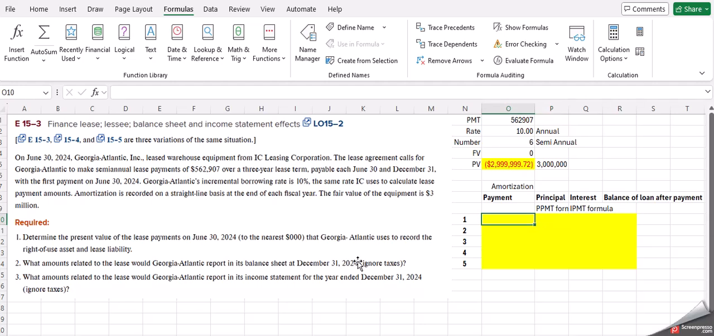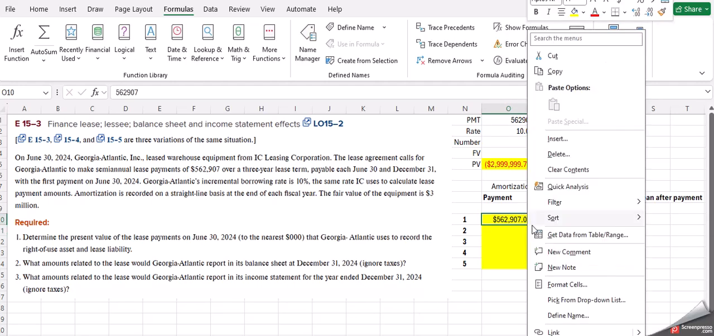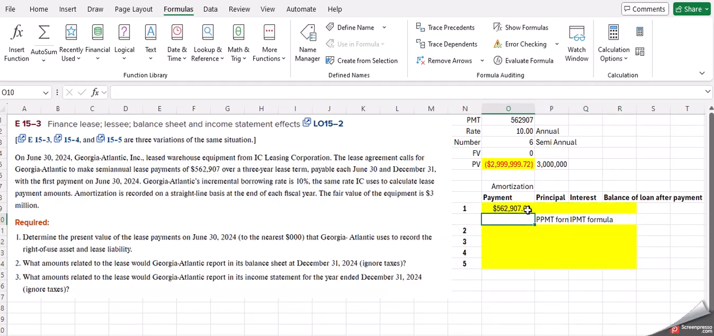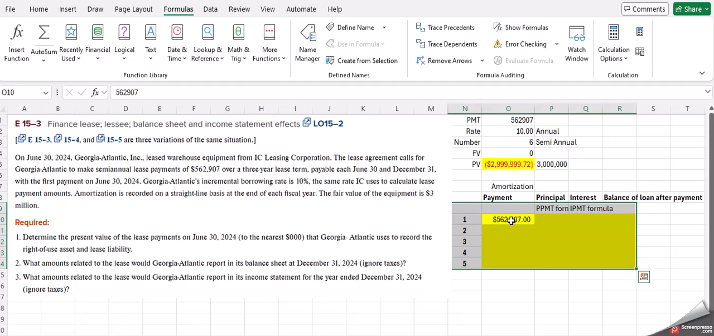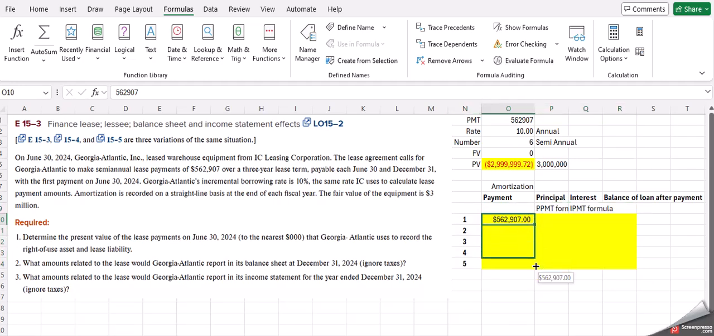Now then down here, I'm going to amortize it. So that's our payment. Let me undo that. Okay, so that's our payment. It's the same amount for all. I don't think it's 5 times, though, is it? It's 6 times.